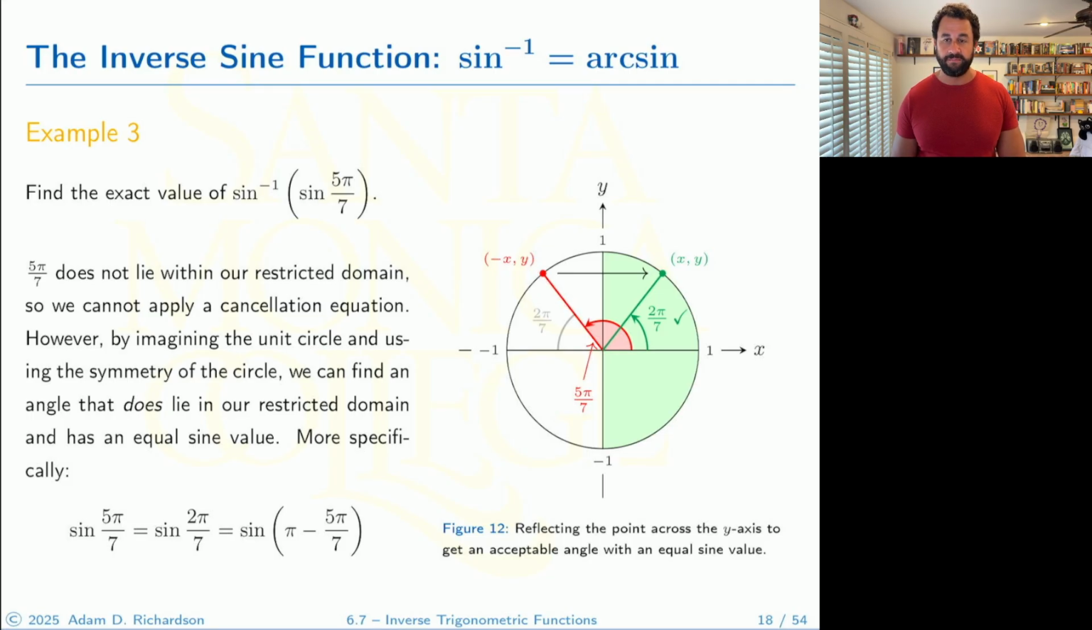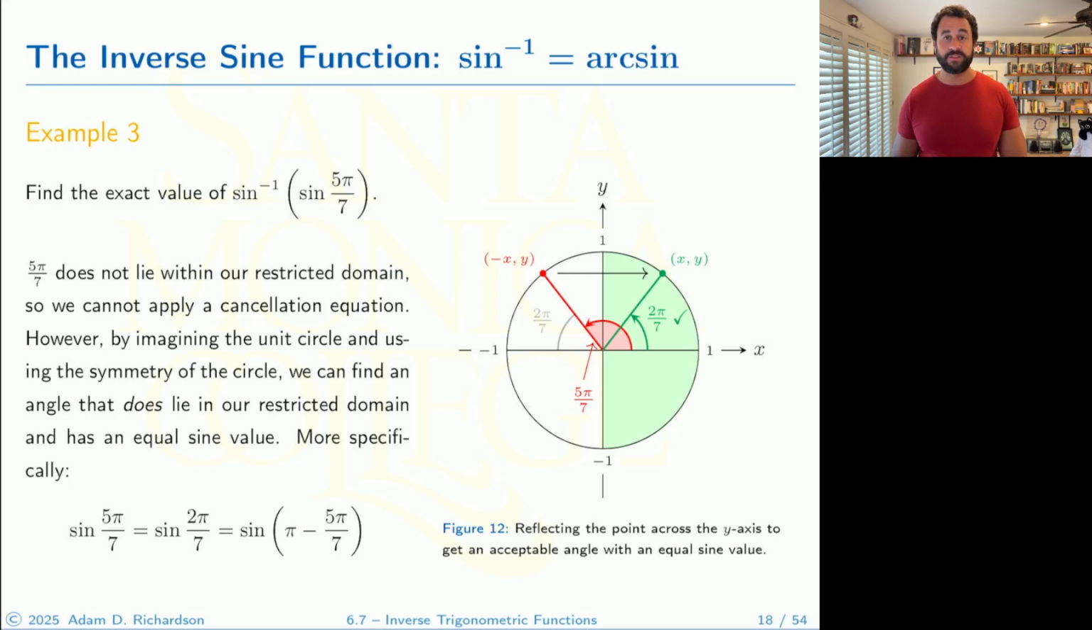But if we reflect it across like so, basically subtract it from pi, then we get an angle that has an equivalent sine value. So 5 pi over 7 is over here, but if we reflect the point across the y-axis, then we get this angle, which is 2 pi over 7. And 2 pi over 7 has the same sine value as 5 pi over 7. But the benefit here is that 2 pi over 7 is within the restricted domain. So now we could actually apply the cancellation equation.